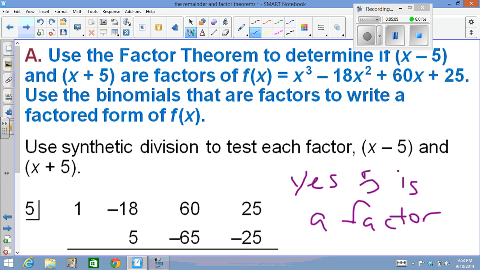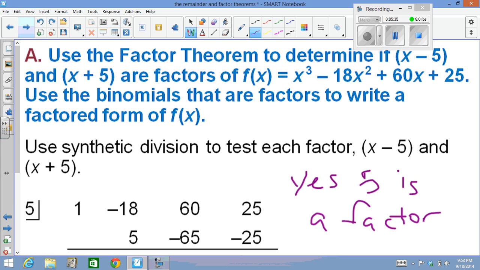So I'm going to use the factor theorem. And the factor theorem basically is going to say it's a factor if it divides evenly and if the remainder is 0. So I want to know if x minus 5 and x plus 5 are factors of that polynomial. So if it divides evenly, which means the remainder is 0, then it's a factor. If it doesn't divide evenly and the remainder is something else, then it's not a factor. So I'm going to set up synthetic division for both of them.